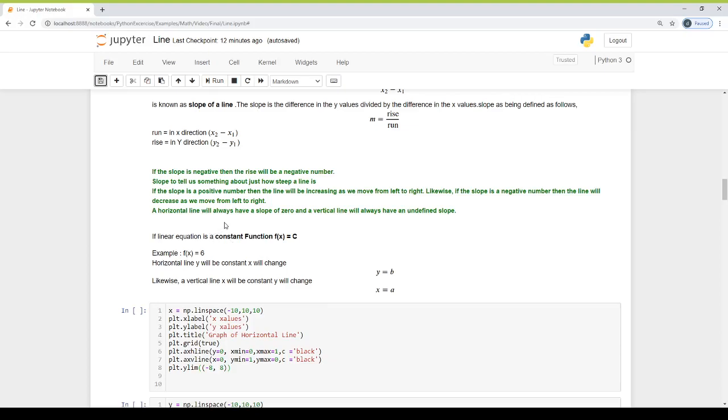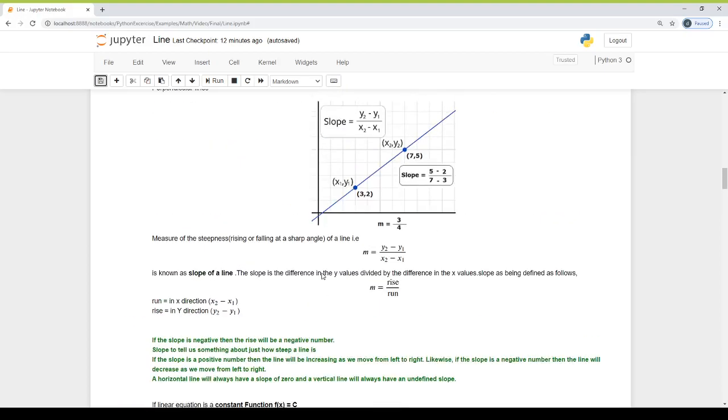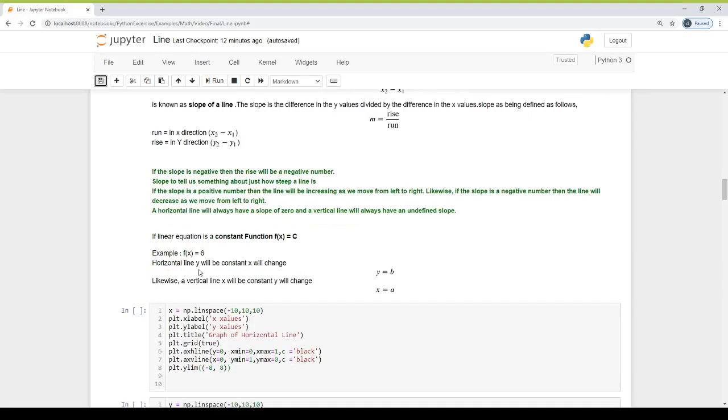A horizontal line will always have a slope of 0, and a vertical line will always have an undefined slope. Let's see this in this example. In a horizontal line, y will be a constant while x will change. What will be a horizontal line? A horizontal line will be when our y value is constant and our x value changes. Let's take this as an example.